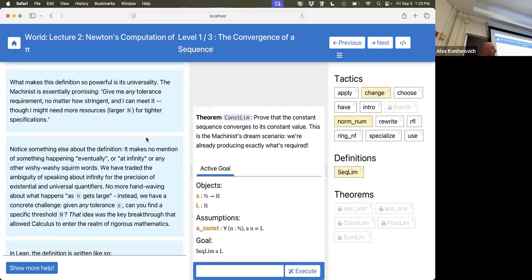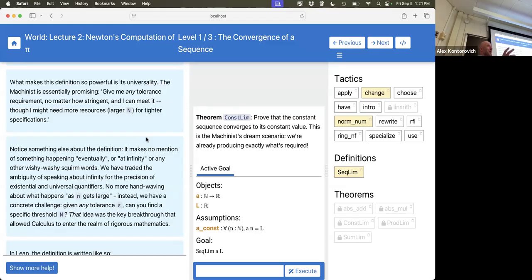Here's something else about this definition that's really, really important. The way Cauchy phrased these things was similar to this, but he said something like, a sequence a_n converges to L if as n goes to infinity, a_n gets closer and closer to L. What does closer and closer mean? What does goes to infinity mean? Those are wishy-washy words. You can't work with those words. We've removed words like eventually or at infinity, these squirmy words, and we've traded the ambiguity of that way of talking for the precision of a definition, but there's a cost.